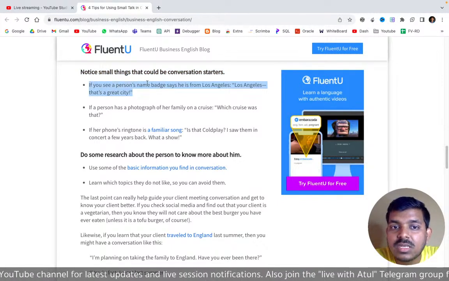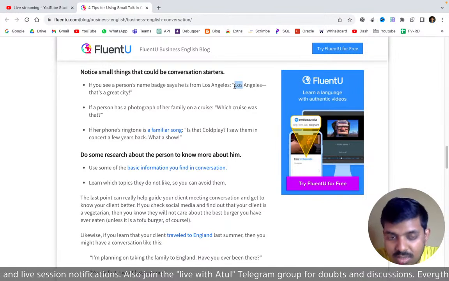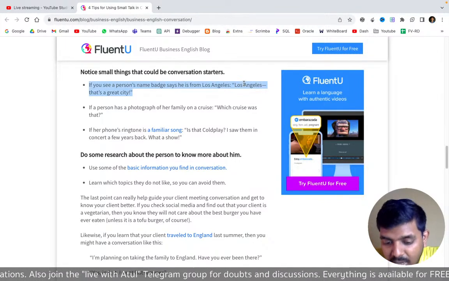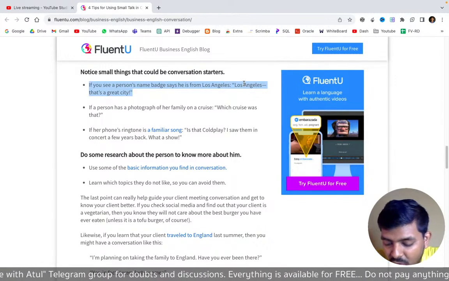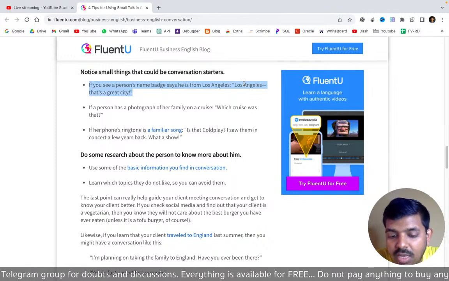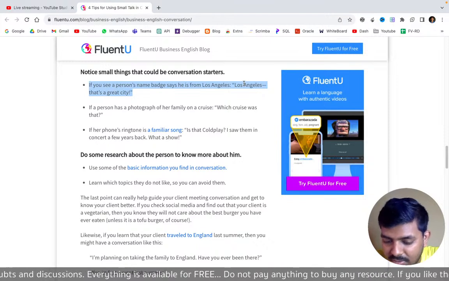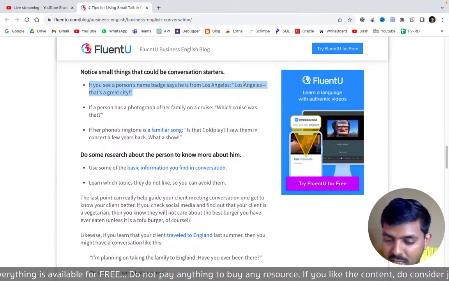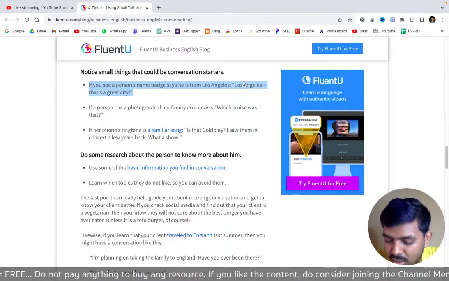If you see a person's name badge says he is from Los Angeles, then you could start with, oh, Los Angeles, that's a really great city. So what will happen is that the other person might feel that there is some appreciation for the place where I am from. So if it is coming towards you, you will feel that yes, I could say something more about the city. Maybe there is a new building that has been constructed, maybe there is a new architecture which has been brought, maybe there is a new place which has been opened for the tourists.